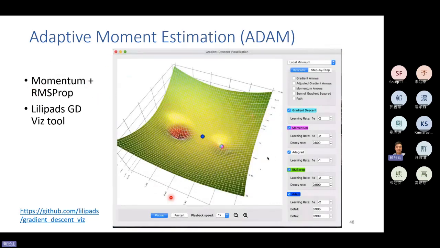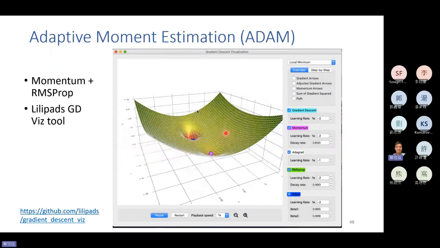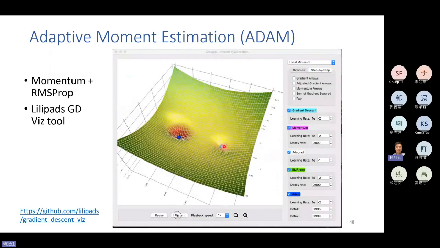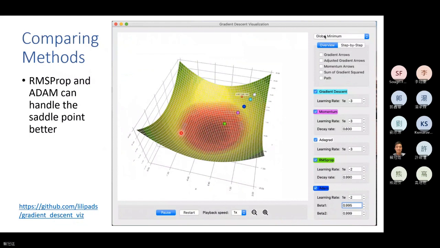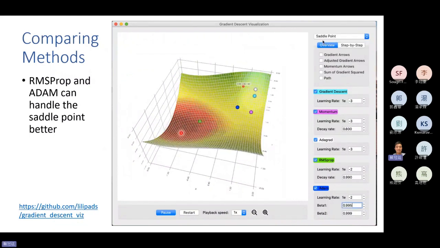So this tool is very interesting. You can compare the results of different optimization algorithms. And in this experiment, only Adam can escape the small local minima and find a new local minima. Okay, so in practice, we usually select RMSProp or Adam.